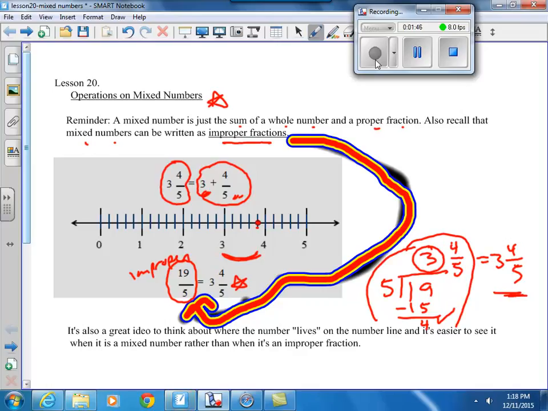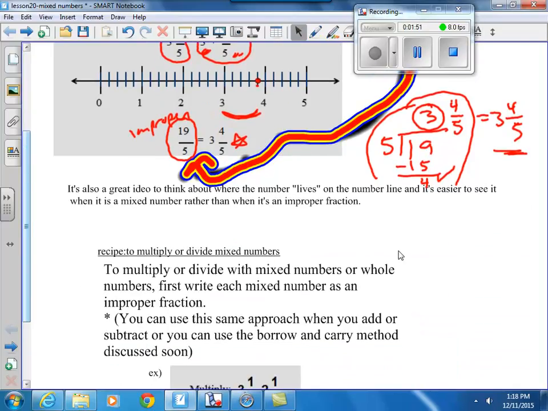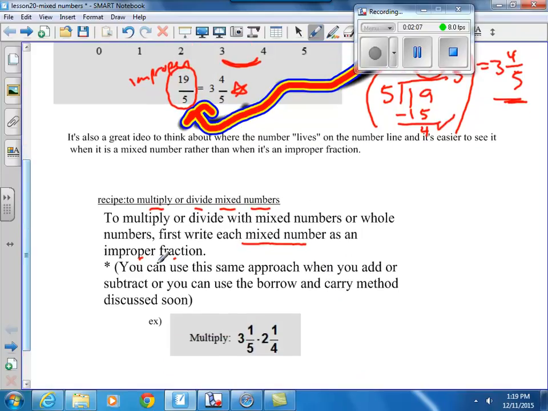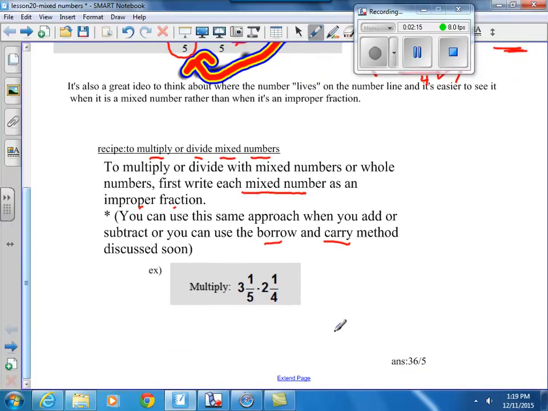Okay, let's see what else we're cooking up here today. So again, that's just written in words, a reminder. To multiply or divide mixed numbers, so when we begin operating, I recommend writing your mixed number as an improper fraction. You can use this approach when you add or subtract as well, but you may want to borrow or carry when you're adding or subtracting mixed numbers, as we'll see in the near future. So now that we're multiplying, let's just try this notion of convert it to improper fraction first.